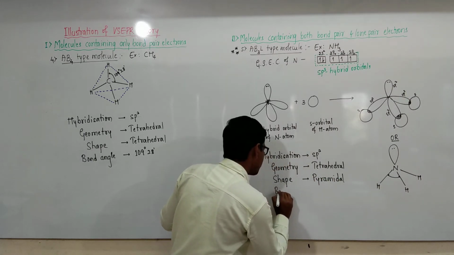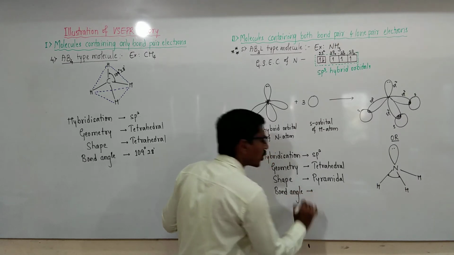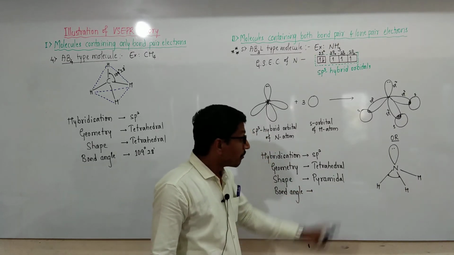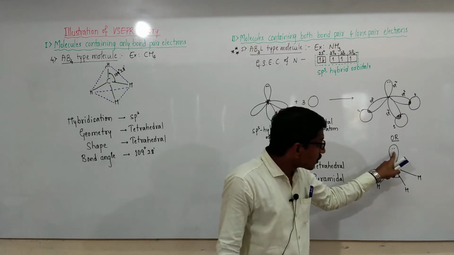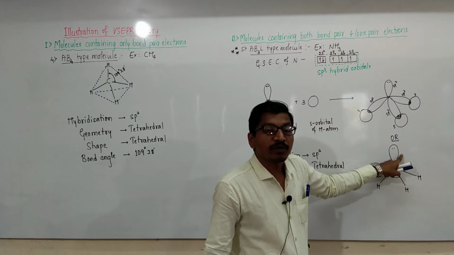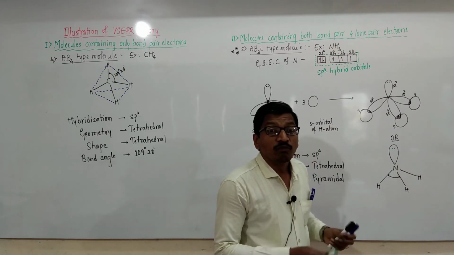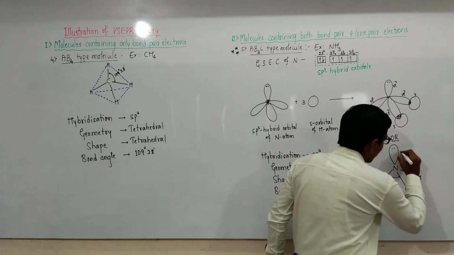Bond angle is, the normal tetrahedral bond angle is 109 degree 28 minutes, but due to the presence of lone pair on nitrogen, according to valence shell electron pair repulsion theory, the lone pair bond pair repulsion is more than that of bond pair repulsion.